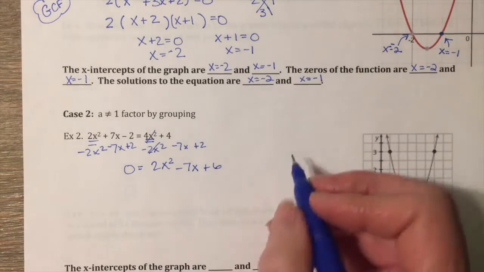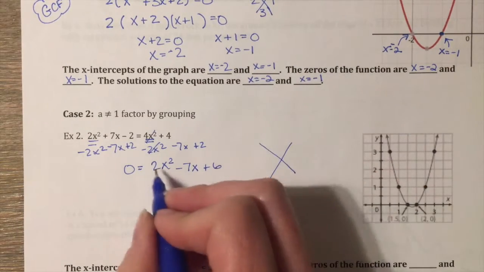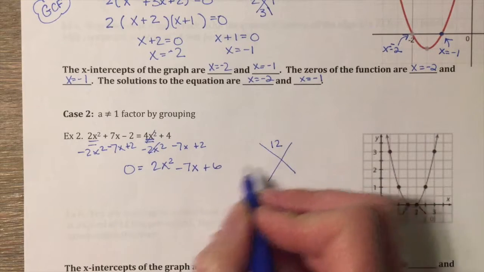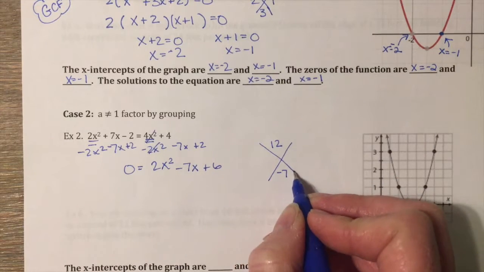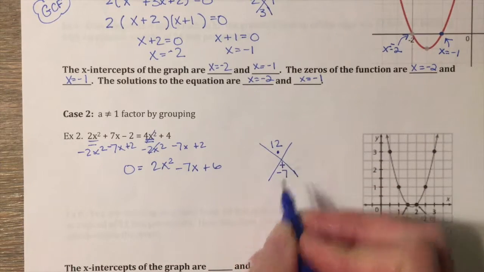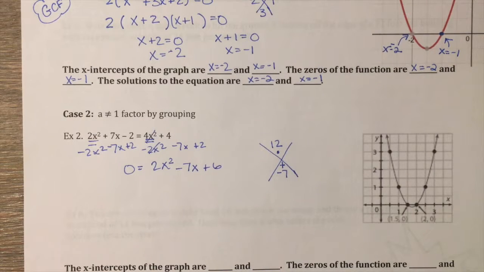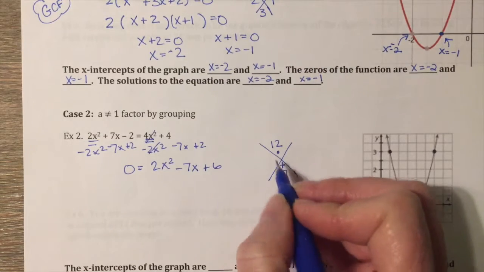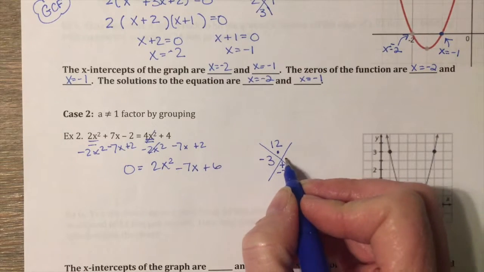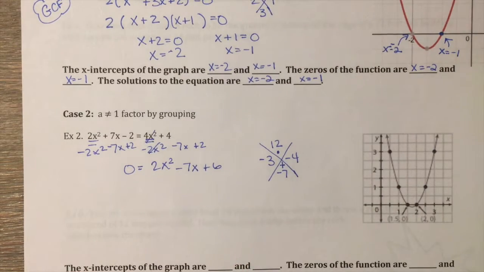You'll notice that this does not have a GCF. So when I do my a times c, I get a 12 on the top and a negative 7 on the bottom. Again, I'm trying to see what I can multiply to get 12 and what I can add to get negative 7. So I'm hoping you were thinking negative 3 and negative 4.